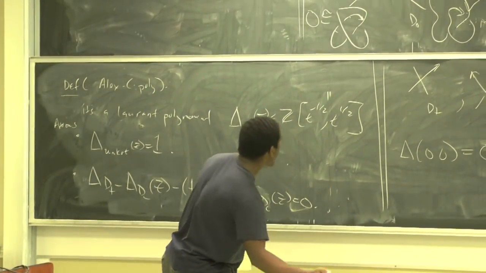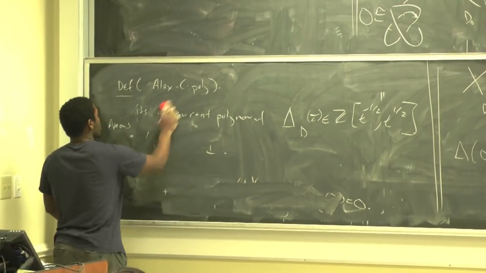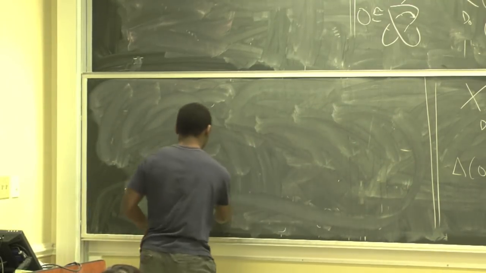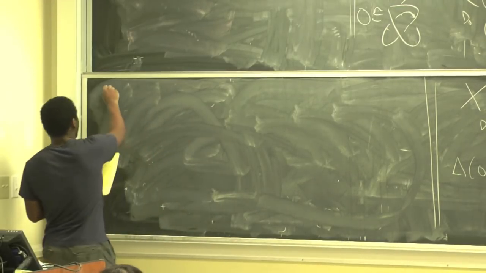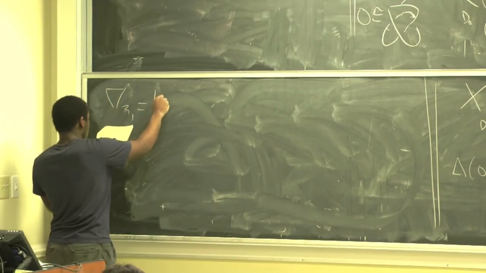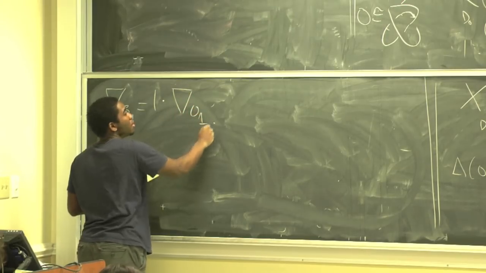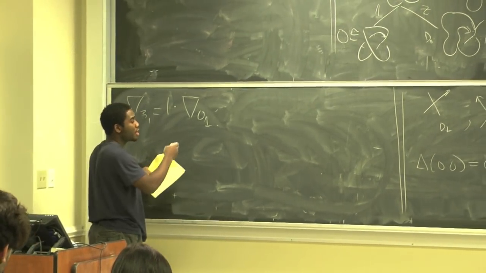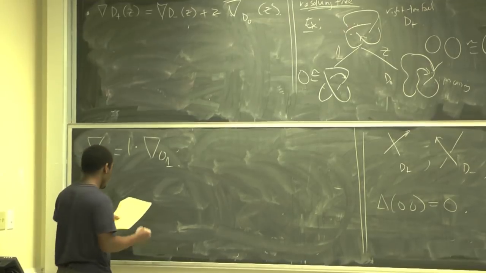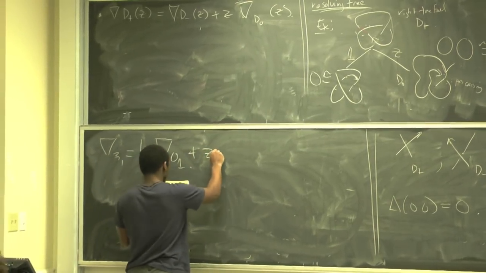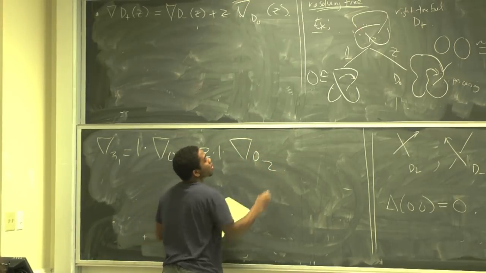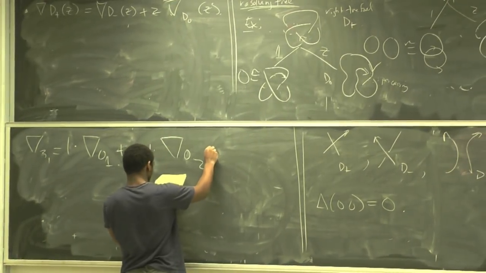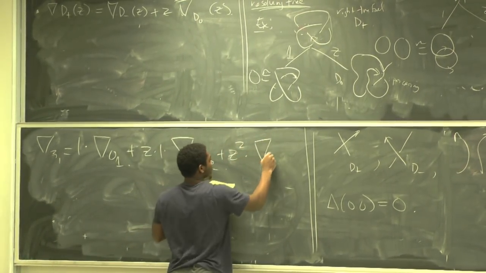So now you just put all the pieces together. Just like when you're factoring something, you put all the things together. So we're going to denote it as this. You have 1 times our unknot. Remember, in our relation, the unknot has polynomial value 1. Plus z times 1 times our 2 things. And lastly, z squared times our 1 thing.